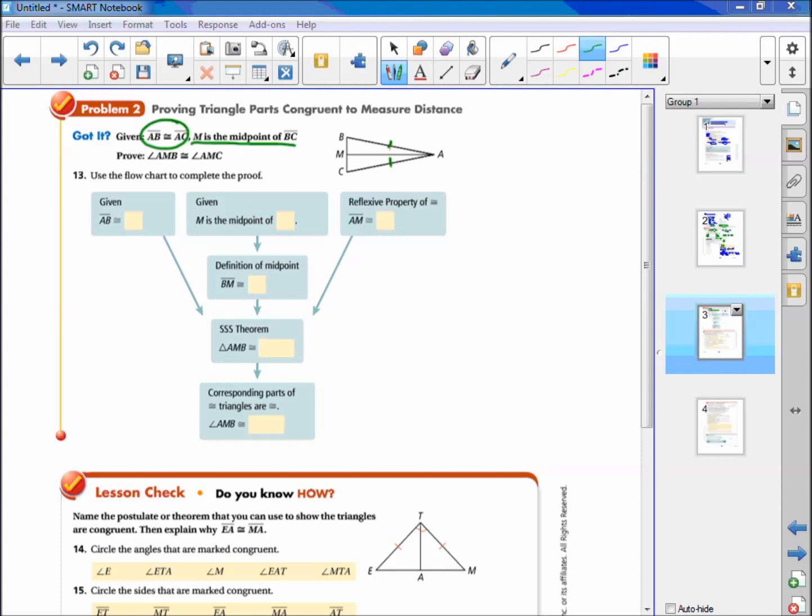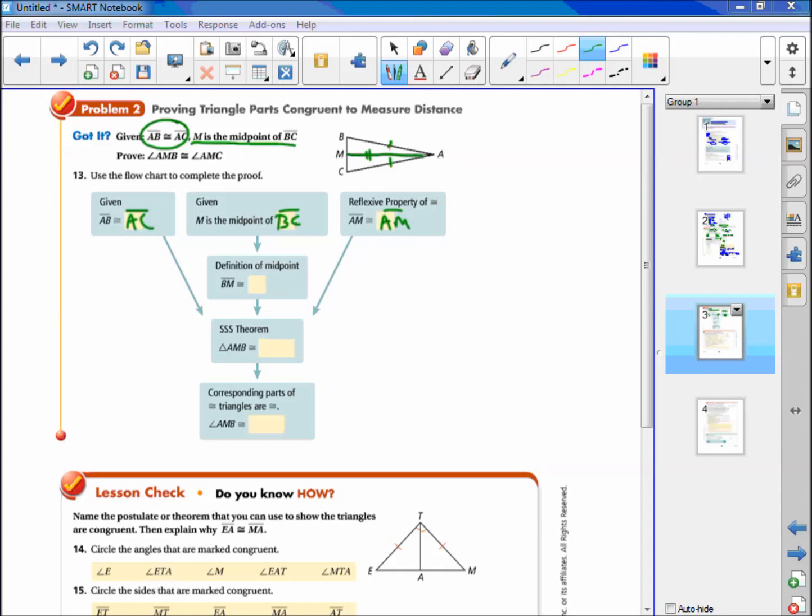And we have a given that AB and AC are the same. And then we have given that M is the midpoint of BC. And we have the reflexive property here. So the reflexive property of congruence with AM. So we're going to say AM is congruent to itself. Okay, so I went ahead and marked it in our picture.